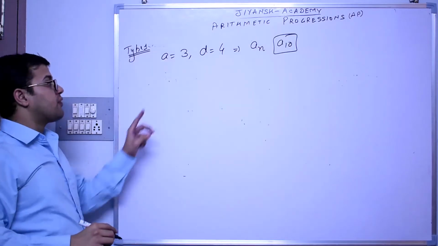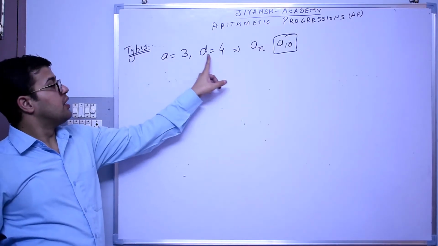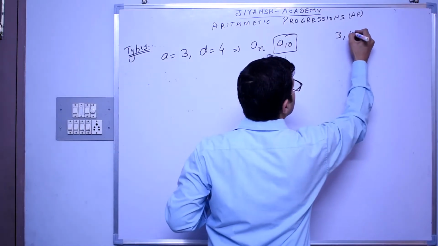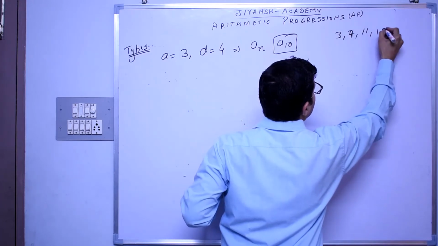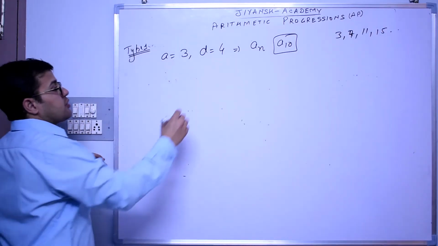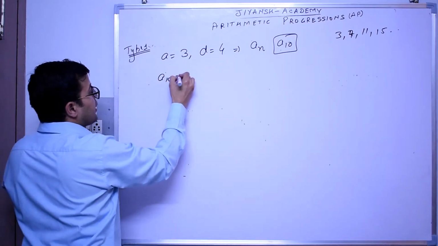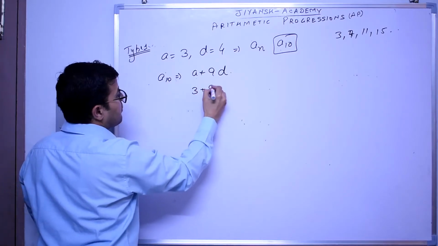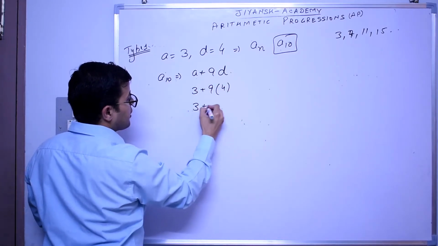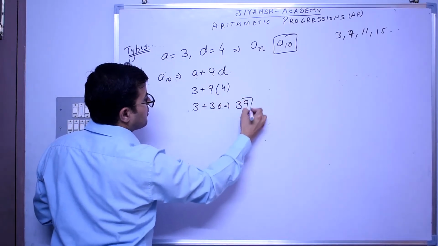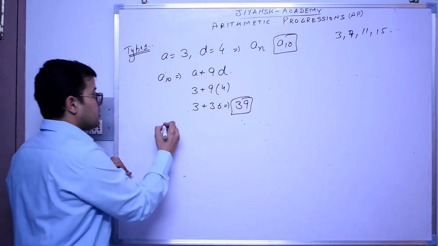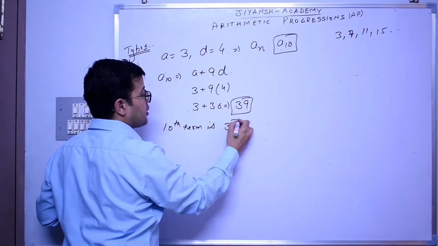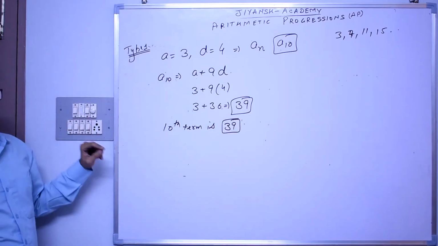Type 1, let's say when A is given, D is given, you have to find out the nth term. If in a sequence A is 3, D is 4, what will be its 10th term? Or this can also be written as find the 10th term of a sequence 3, 7, 11, 15 and so on. Since A10 will be A plus 9D, I will write it as 3 plus 9 times 4. This becomes 3 plus 36, so this becomes 39. So the 10th term of the given AP is 39, right? So this is type 1.